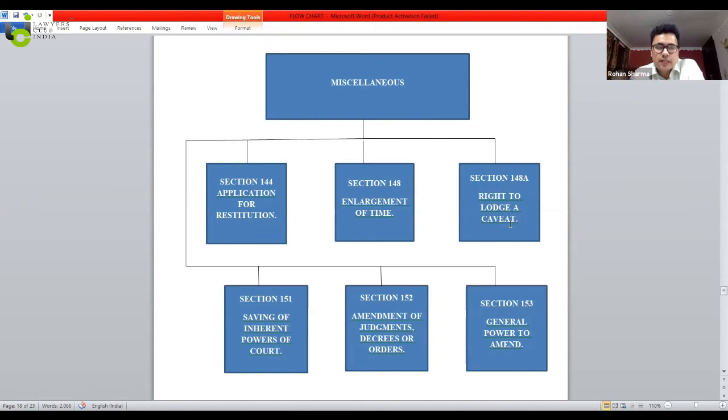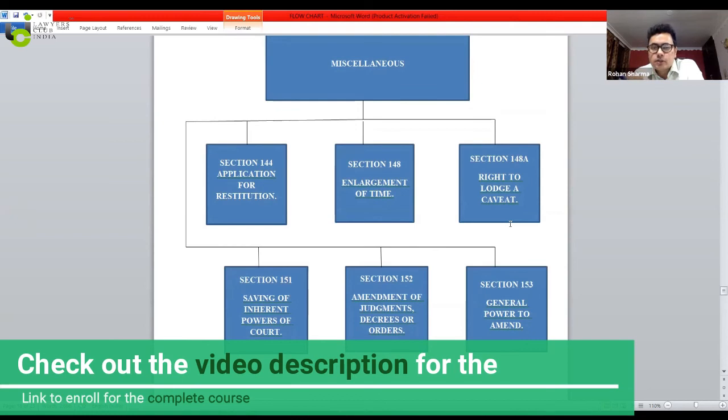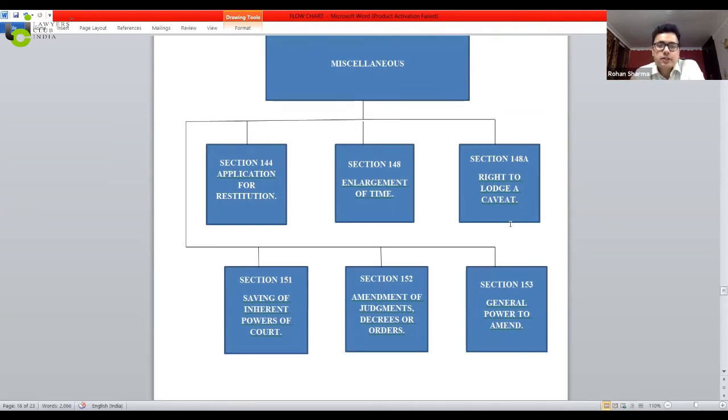Two important sections in this specific lot of sections are your sections 148A and section 151. 148A talks about caveat. What do you understand by the word caveat? Let's say you are anticipating an application which could be filed by someone against you, or you're anticipating a claim which can be raised by someone before a specific court against you. 148A grants you the power to file what you call a caveat petition before that court and serve that caveat petition to the opposite party.